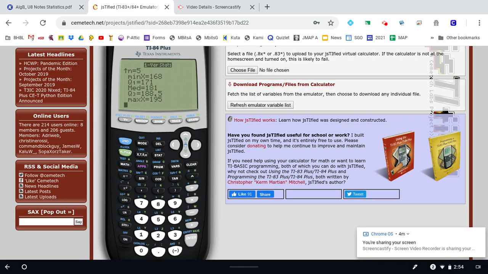Right, so let's go back and do this again. Okay, so Stat, Edit. Now remember, our data from the last time is in there, so let's clear that out. Go up to L1, hit Clear, and Enter. All right, now I'm ready to enter that data again.